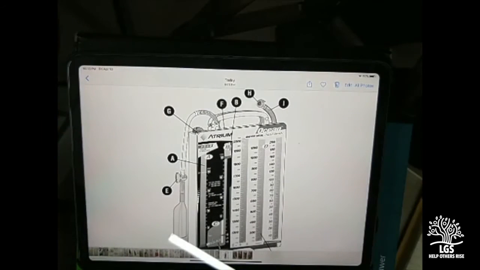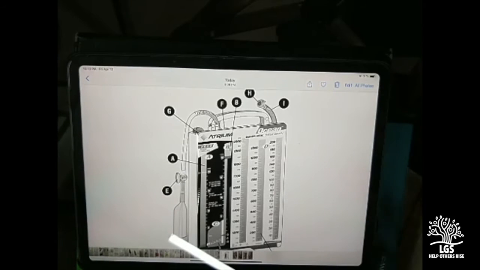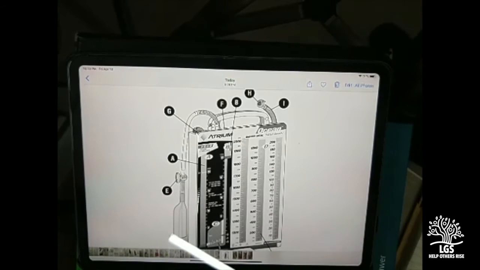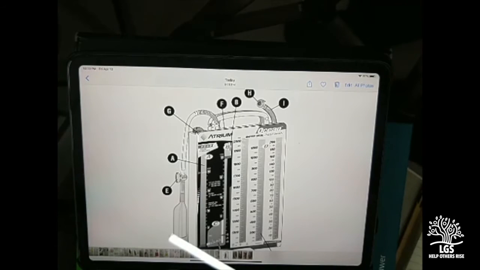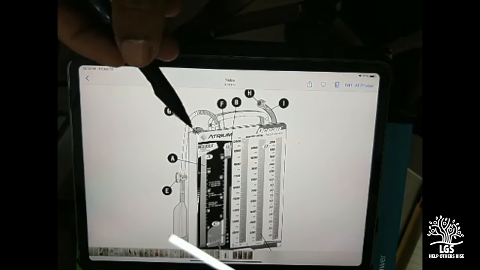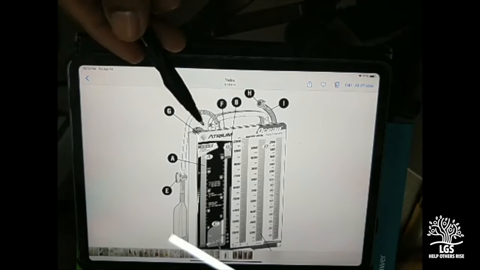Now friends, this is a picture of atrium. It is a closed system. Because more bottles lead to more leak of fluid, there are more chances of crack of tube and leak from the junctions. So atrium is basically a 4 bottle system.